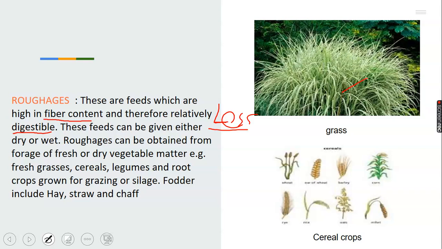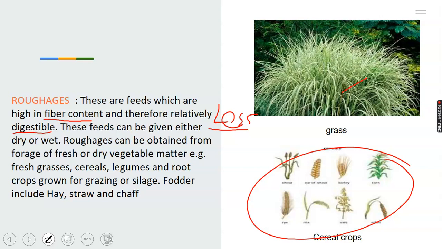We have cereal crops, legumes. As you can see, generally the crops present here are cereal crops. You have legumes, and we have root crops grown for grazing animals. These are sources of roughages. Remember the sources of roughages: fresh or dry vegetable matters like fresh grasses, cereal crops, legumes, roots, and tuber crops generally.